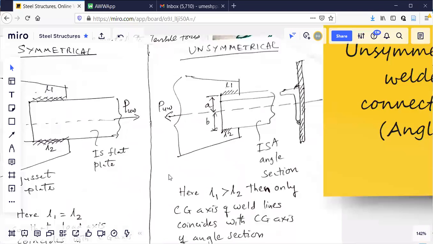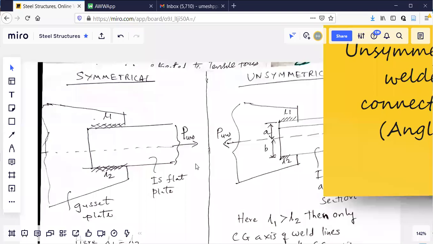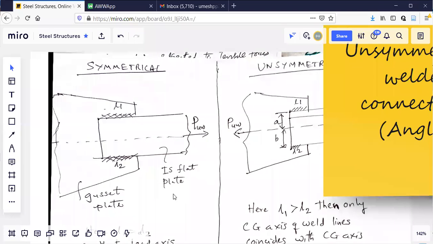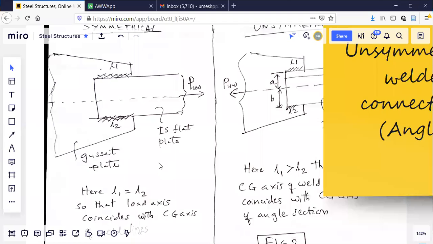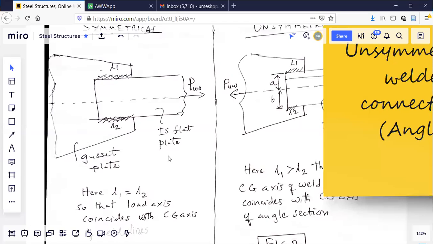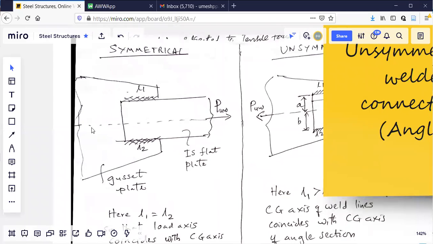Now, I have covered so far symmetrically welded connections. You can see here L1 is equal to L2 because this is the load line. The load axis, the load PU, is the axial load axis. Consider the axis of the load and the centroid of L1 and L2. Imagine these two as two rectangles here.